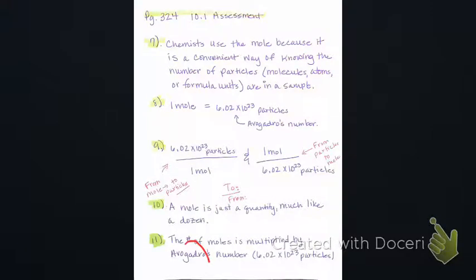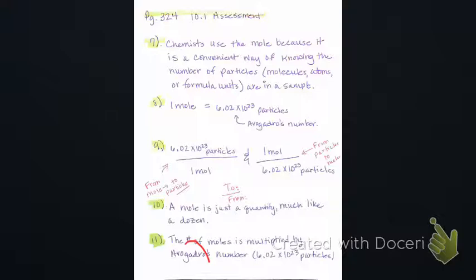Oh, right. Number 7. Number 7 says, this is page 324. This is the 10.1 assessment, okay, on page 324. Number 7 says, why do chemists use the mole?